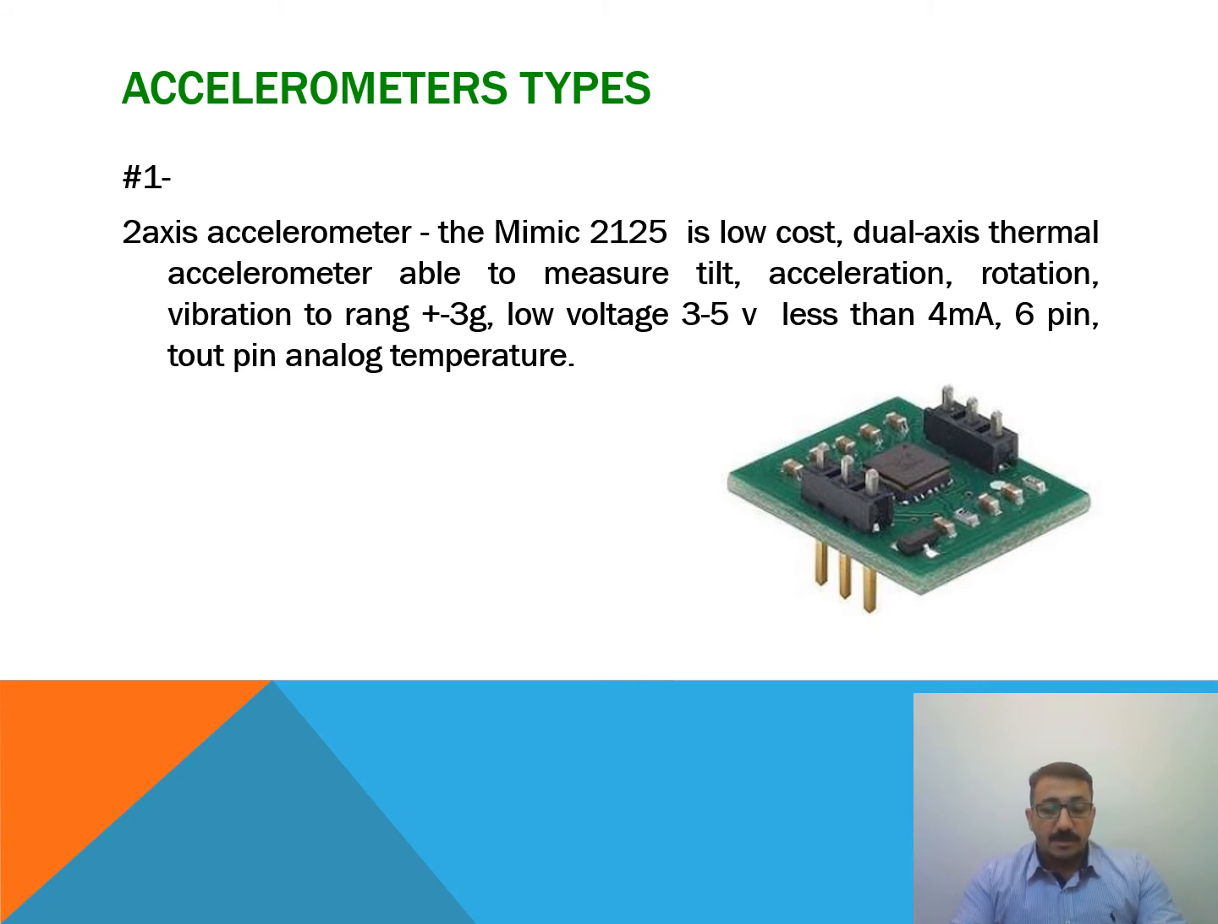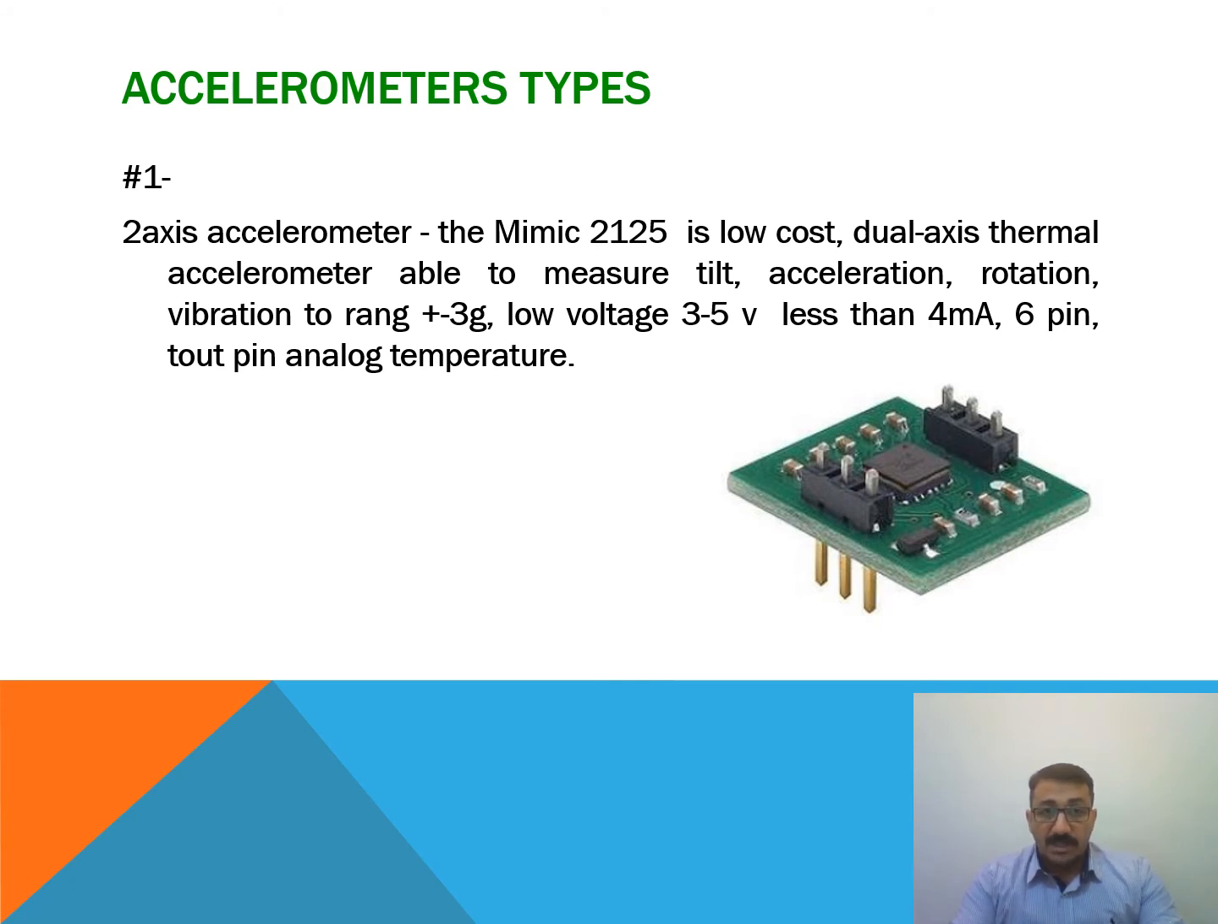Accelerometer types. There are a lot of accelerometer types. In this presentation, I will talk about 2 types. The first one is named the MIMIC 2125, and here are its features and specifications. It is low cost and cheap compared to other accelerometers. It is a dual axis thermal accelerometer, able to measure tilt, acceleration, rotation and vibration.